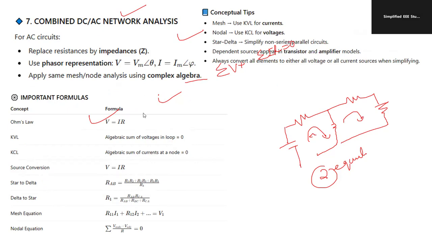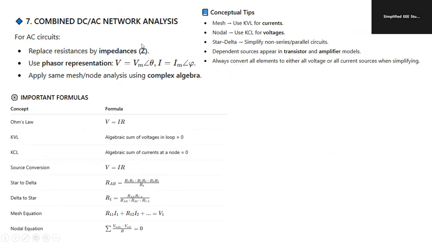Another one is combined DC and AC network analysis. Replace the resistance by impedance. Even use the phasor representation: V is equal to Vm angle 0, I is equal to Im angle phi. Apply the same mesh analysis using complex algebra. For mesh analysis, what you require is KVL.